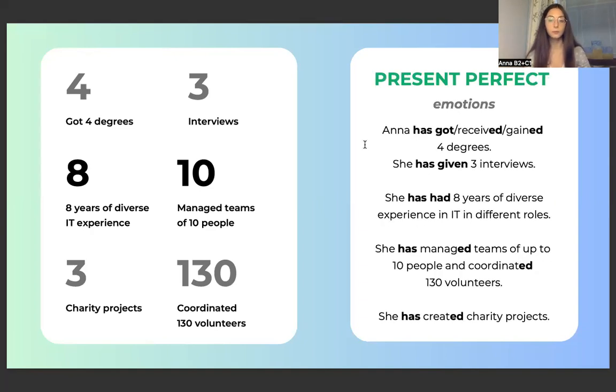And present perfect. So Anna has got or received or gained 4 degrees. She has given 3 interviews. When we want to add some emotions or emphasize something, we can use present perfect instead of past simple. So she has had 8 years of diverse experience in IT in different roles, and she has managed teams of up to 10 people and coordinated 130 volunteers. She has created charity projects.